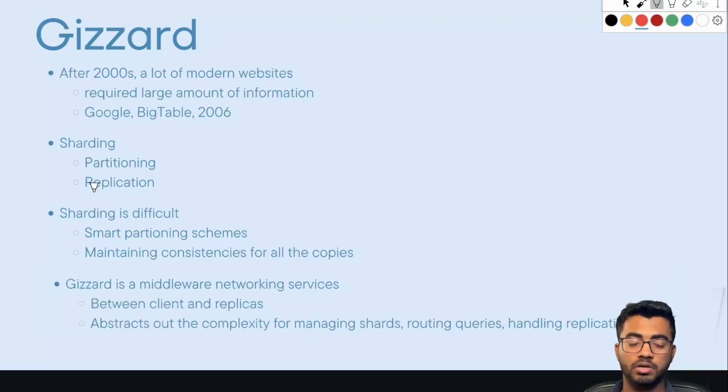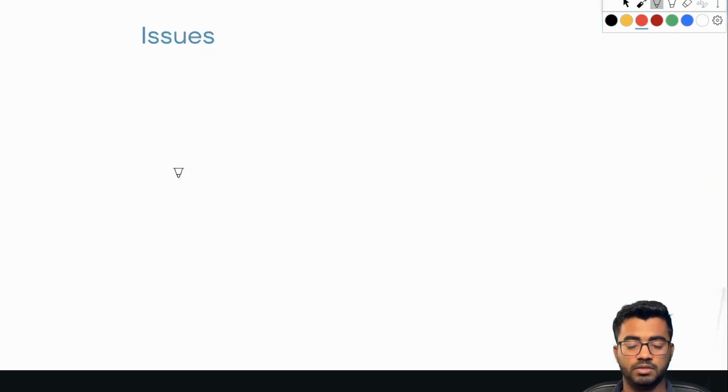So in other words, Gizzard is a middleware networking service which sits in between the client app and the database replicas. It abstracts out all the complexities of managing shards, routes the queries to the respective shard as per the request, and handles the replication in case of any failures. This looks like an effective solution, right? Then why is Twitter moving away from Gizzard?